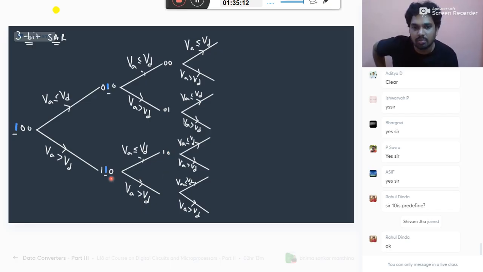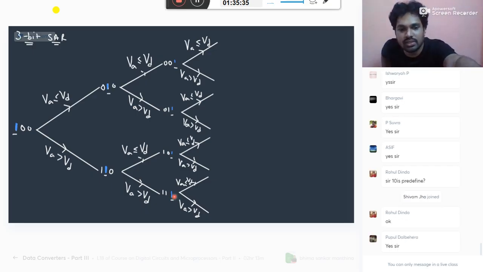Otherwise, keep it as it is. In both the cases, what to do? Both the cases, the next bit must be made 1. In all the following cases, the next bit must be made equal to 1. You understand here? First one, middle one, last one. This is the common process. Now listen here.